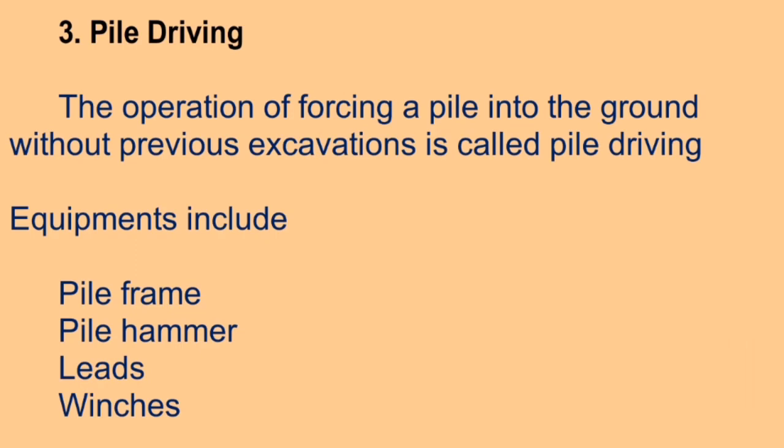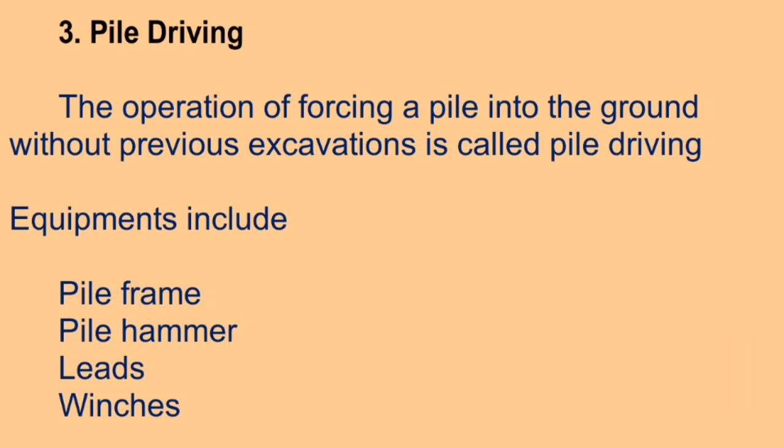Now, pile frame. A pile frame usually consists of a platform for supporting drivers, engines, winches, etc. Its height varies from 10 to 35 meters. And what is a pile hammer? It is guided between two parallel steel members known as leads. Leads are used for guiding the hammer and the pile. And what are winches? These are required to lift the hammer and the pile.